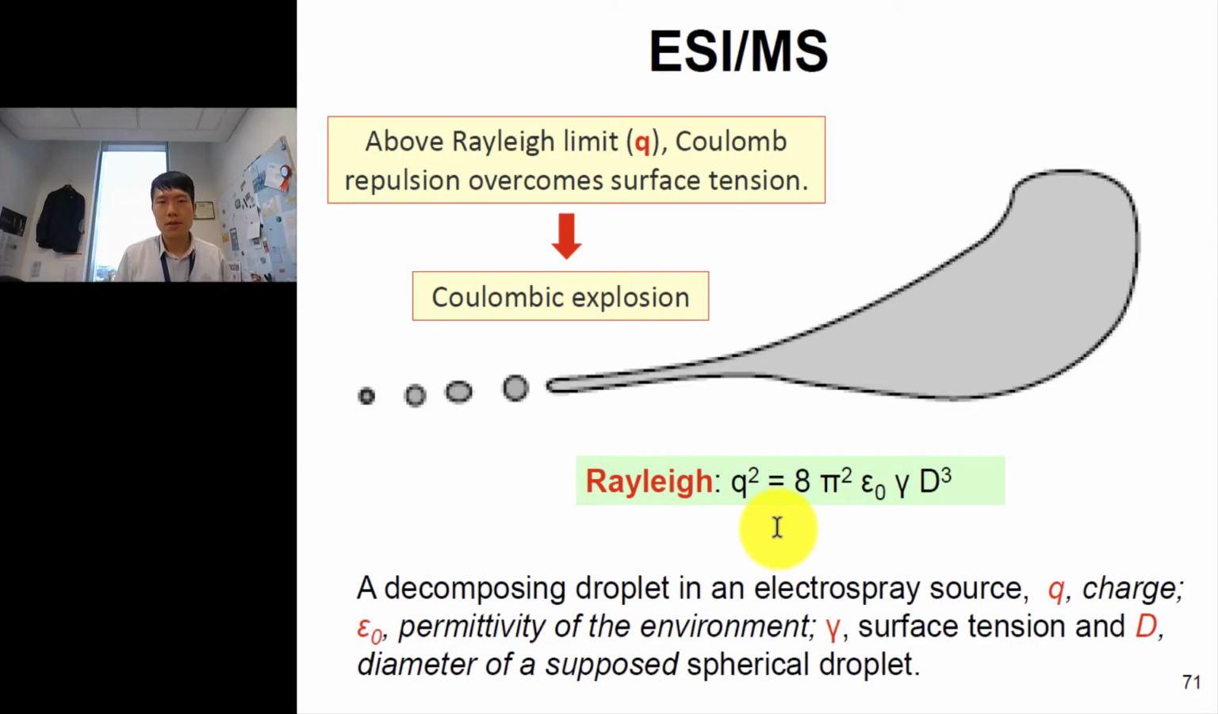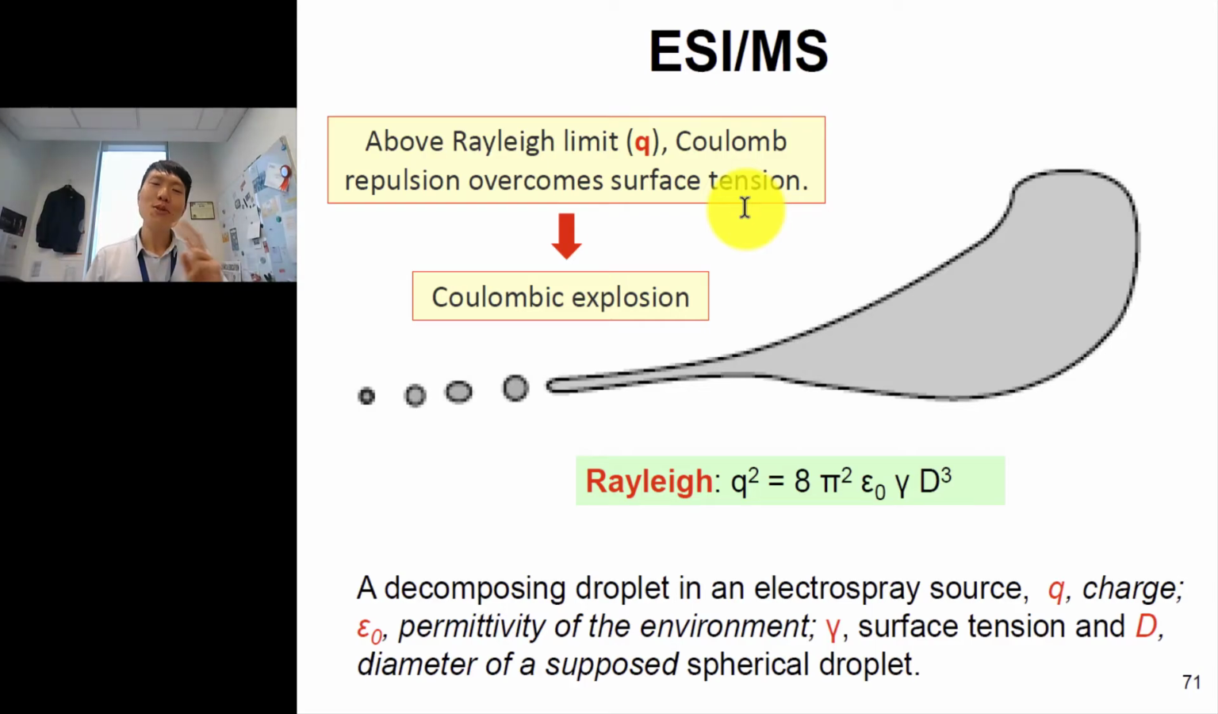So in science, there's this principle called the Rayleigh limit, called Q. And above that, the Coulombic repulsion overcomes the surface tension. We know that when we have bubbles when you shower, the bubbles, when you put them together, tend to form bigger bubbles because of surface tension. They always want to lower the surface tension. In the water, we want to lower surface tension because surface tension incurs energy.